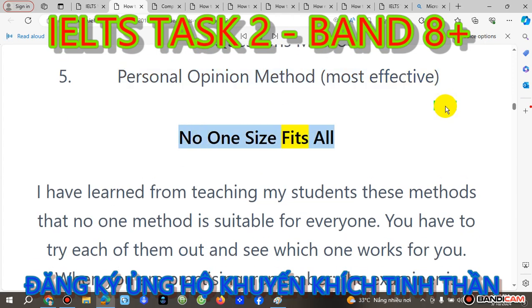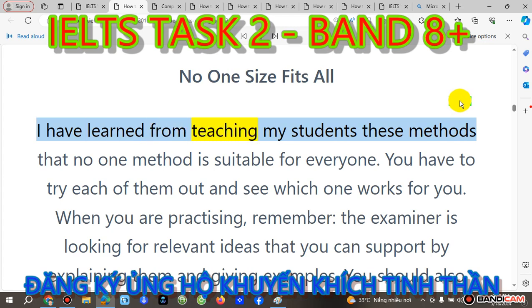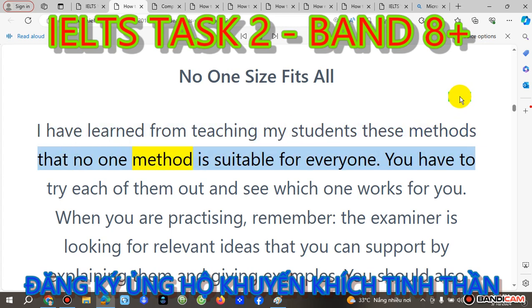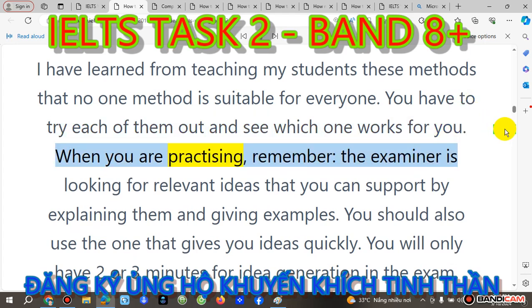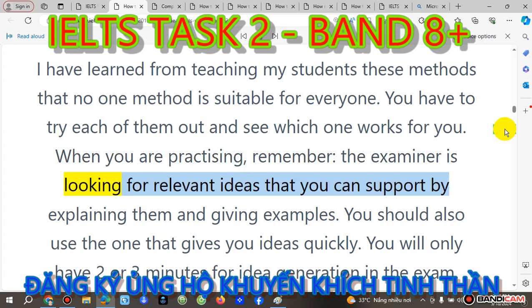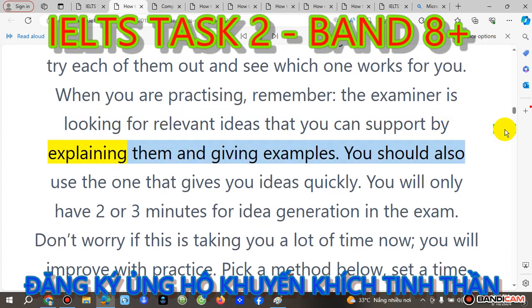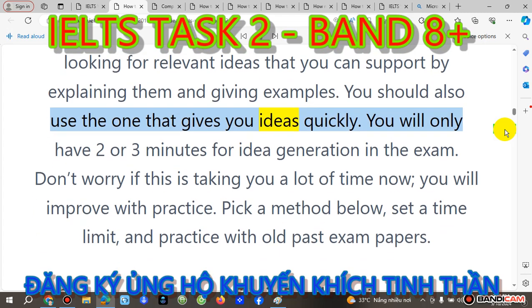No one size fits all. I have learned from teaching my students these methods that no one method is suitable for everyone. You have to try each of them out and see which one works for you. When you are practicing, remember, the examiner is looking for relevant ideas that you can support by explaining them and giving examples. You should also use the one that gives you ideas quickly.